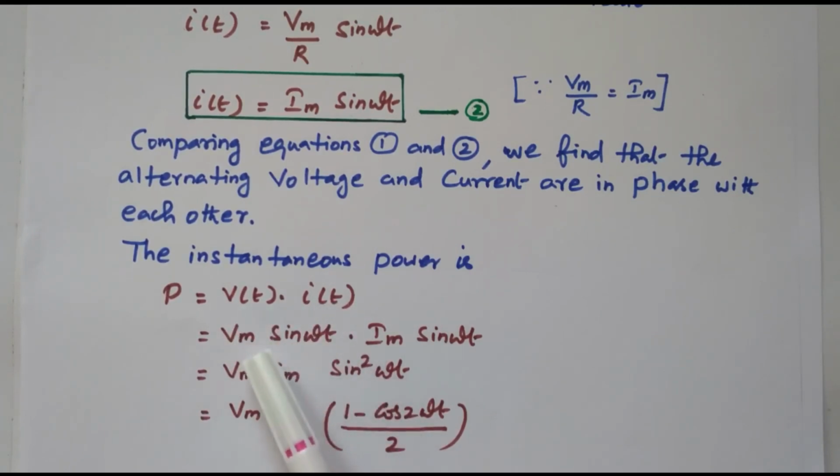So V of t is Vm sin omega t. I of t is Im sin omega t. So it is Vm into Im sin square omega t. The sin square omega t can be written as (1 minus cos 2 omega t) divided by 2. So we got Vm Im into (1 minus cos 2 omega t) divided by 2. We'll go for further simplification.